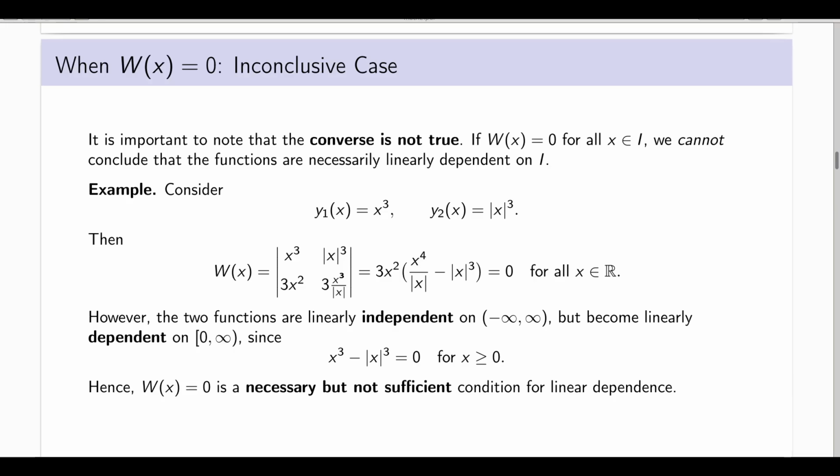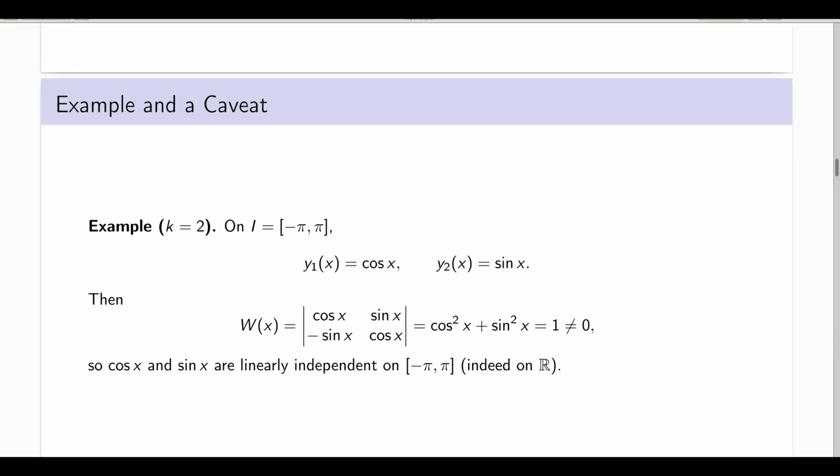To see a clear independent case, let's take y1 equals cosine of x and y2 equals sine of x, defined on the interval from minus pi to pi. The Wronskian determinant here is cosine squared x plus sine squared x equals 1, which is never 0. This confirms that sine and cosine are linearly independent, not just on this interval, but everywhere on the real line.